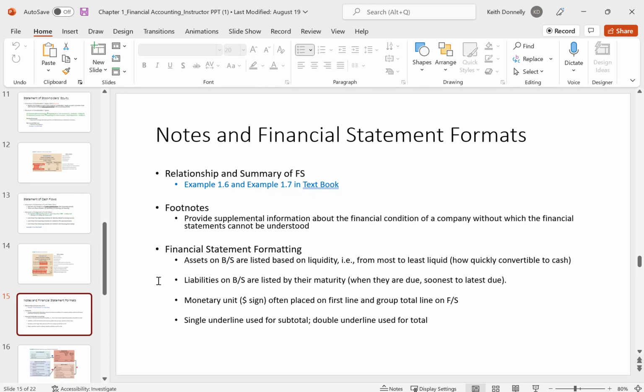That's the idea with liabilities. We list them 1, 2, 3, 4, 5 based on their maturity. Which ones are due the soonest versus which ones are due later. You can read the other little bullet points down there. It's not that big of a deal right now.